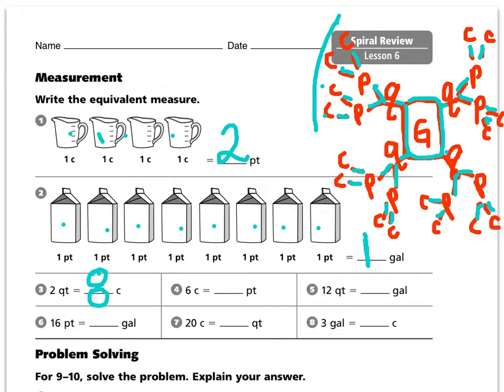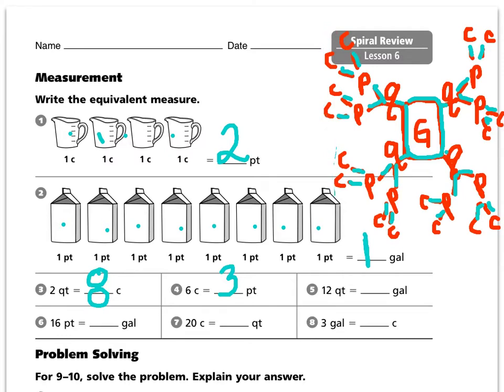Now let's look at 4 cups and how much they equal, or 6 cups and how much they equal. So I know that 2 cups equals 1 pint, 4 cups equals 2 pints, and 6 cups equals 3 pints. Okay, let's go ahead and look at the next part.